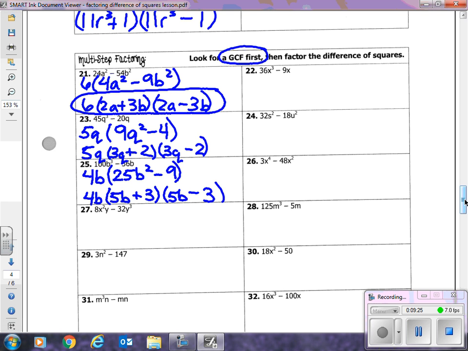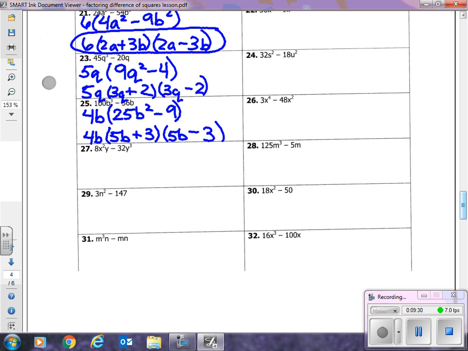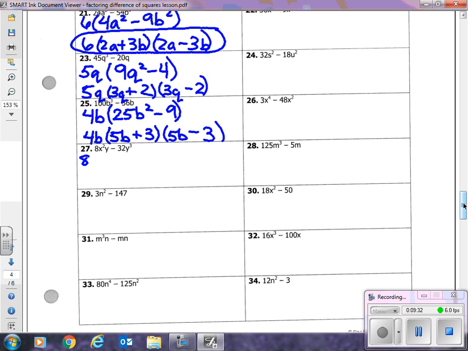Looking at 27. The GCF is going to be an 8. And then they both have a y that you can take. So if I take 8y out, that leaves me with x squared minus 4y squared. Those are a difference of squares, so we can still keep going. 8y's on the outside, break it up into two smaller parts. X squared is x and x, plus and minus. 4y squared is 2y and 2y. Okay, so hopefully you're starting to catch on to the hang of this because it's not difficult. You just have to remember your process.